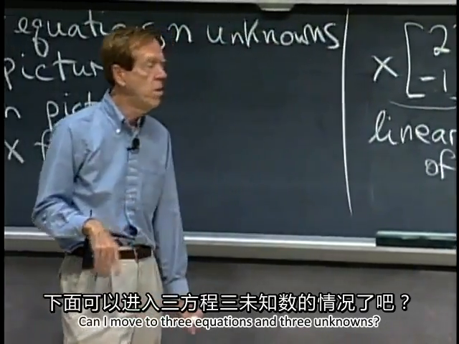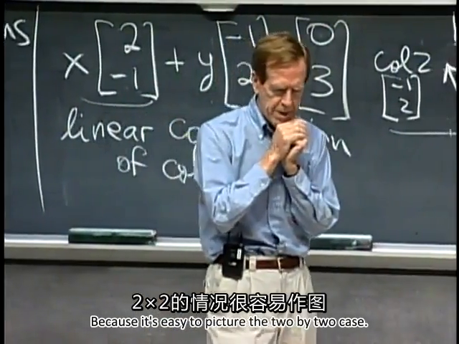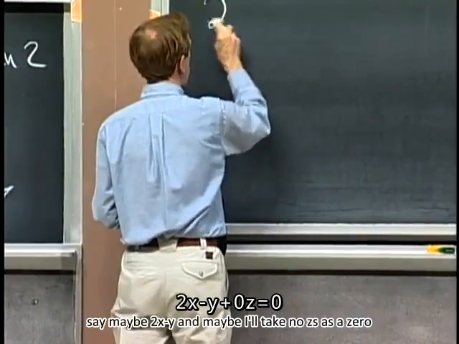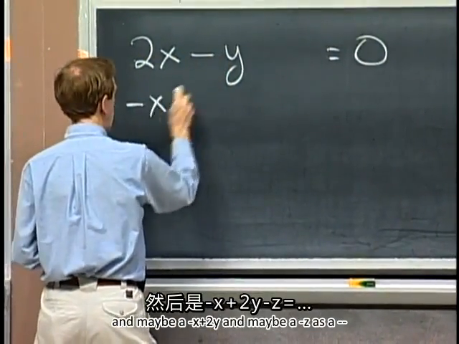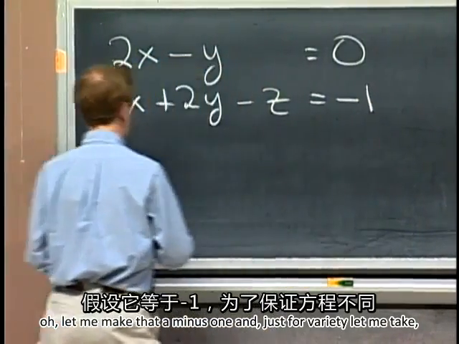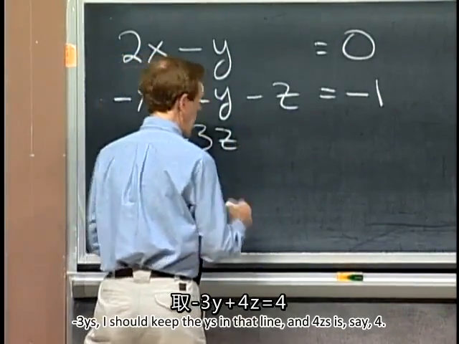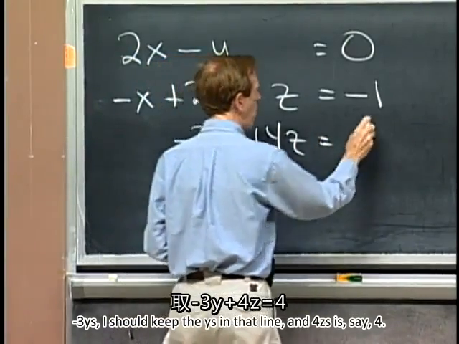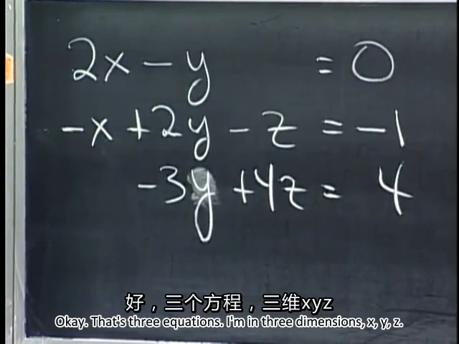Okay, can I move to 3 equations and 3 unknowns? Because it's easy to picture the 2 by 2 case. Let me do a 3 by 3 example. Okay, I'll start it the same way, say 2x minus y, and no z's, as a 0. And a minus x and a 2y and a minus z is, let me make that a minus 1. And just for variety, let me take minus 3 y's. I should keep the y's in that line. And 4 z's is, say, 4. Okay. That's 3 equations. I'm in 3 dimensions, x, y, z.